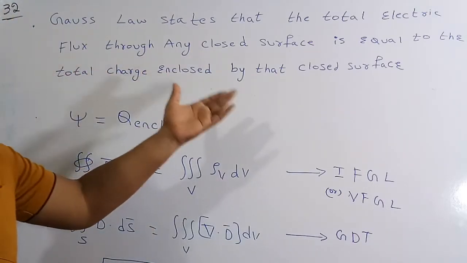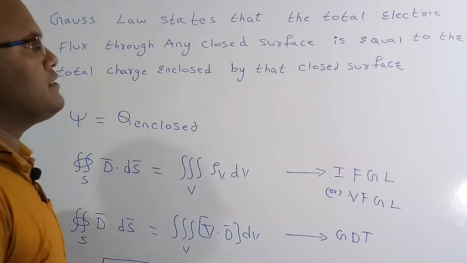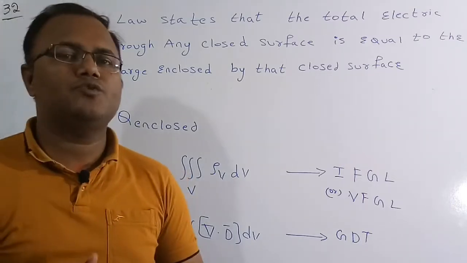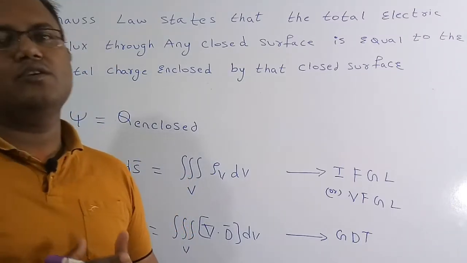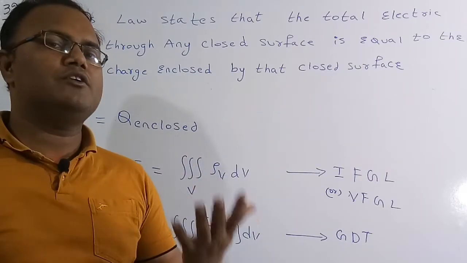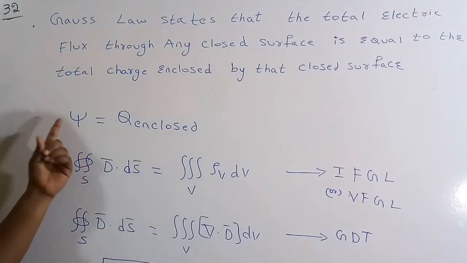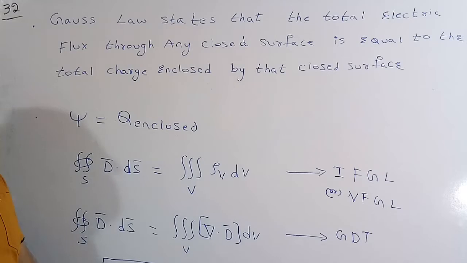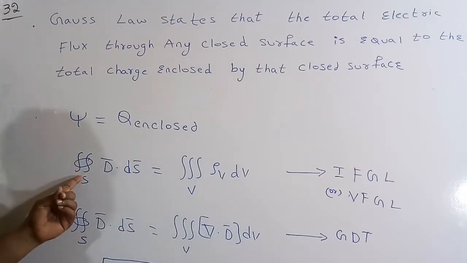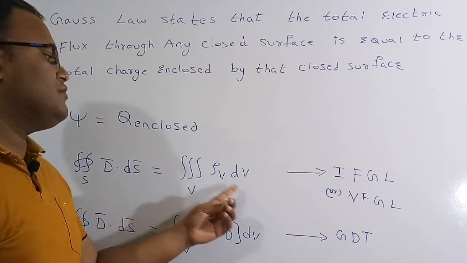Gauss law states that the total electric flux through any closed surface is equal to the total charge enclosed by the closed surface. It tells you how much total electric flux is passing through any closed surface, which is equal to the total amount of charge enclosed by that surface. So the total electric flux passing through any closed surface is equal to the charge enclosed by the closed surface. So flux we can write as the closed surface integral of D·dS is equal to charge enclosed, which is the volume integral of ρv dv.